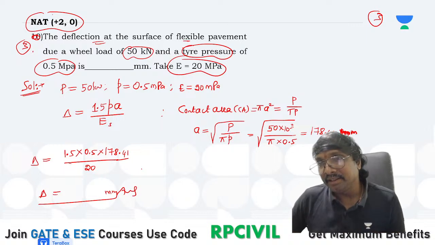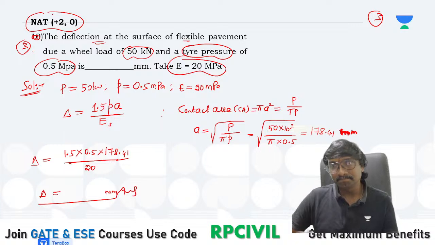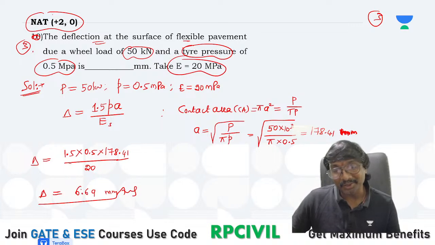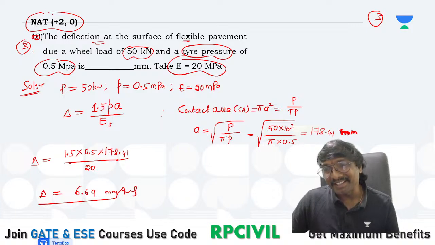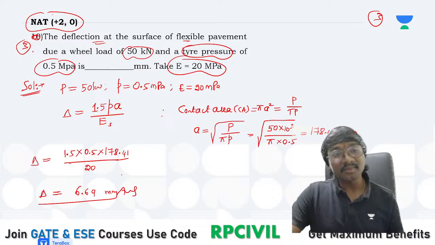Finally, when you are calculating the deflection rate, how much does it come to be? After substituting that, A will be equal to 178.45, and it comes to 6.69 millimeter, right? So all your options are wrong, no? 3.78, 2.1, right? All your answers are wrong only. You can see the options are wrong, all right? Shall we go for the next question?